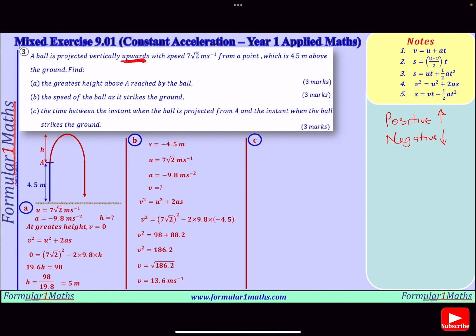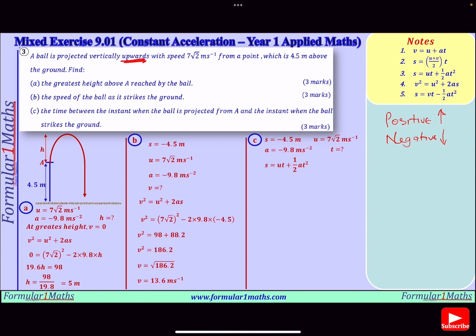C, the time between the instant when the ball is projected from A and the instant when the ball strikes the ground. Again, with respect to where the ball was projected from, the ground has negative displacement. So s is minus 4.5. u is still 7 root 2 meters per second. Acceleration due to gravity, a, is still minus 9.8 meters per second squared. We're looking for t now. So the equation we are going to use is equation 5.